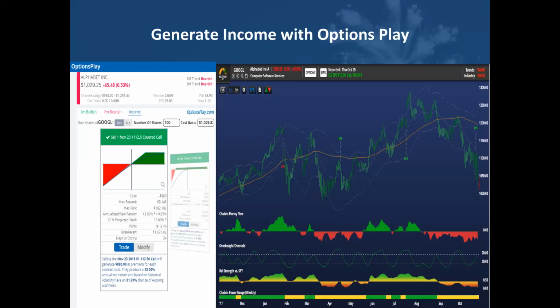And we even give you, it's based on statistics, I mean, this will generate $880 in premium. This was as of this afternoon. And that's a 13% annualized return. And based on the stock's historical volatility, it has an 82% chance of expiring worthless. So that's all part of the Chaikin platform, and you can use that to generate income in volatile market environments.